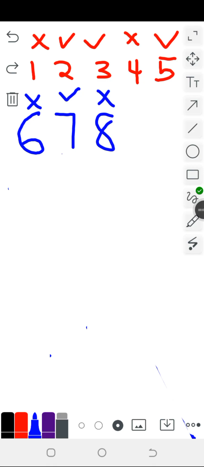We say no. 8 is not a prime number because aside 1 and itself, 8 can divide other numbers like 2 and 4 to give a whole number. So we say 8 is not a prime number. 9. Is 9 a prime number?